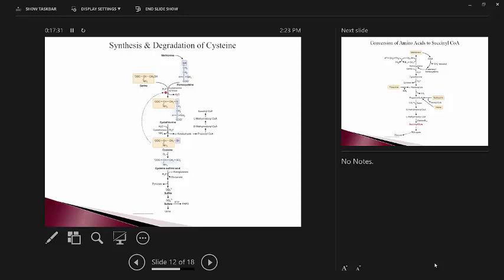Okay. So now what we're going to do is look at some amino acid breakdowns that I selected. This first one is methionine. It's actually the breakdown of methionine, okay? And the synthesis and degradation of cysteine, okay? The reason we're looking at this one is that we have a couple of inborn errors of metabolism, and we want to see what's happening, okay?